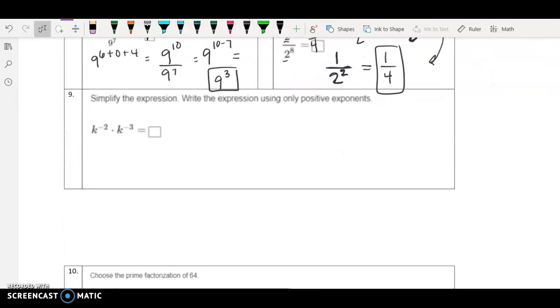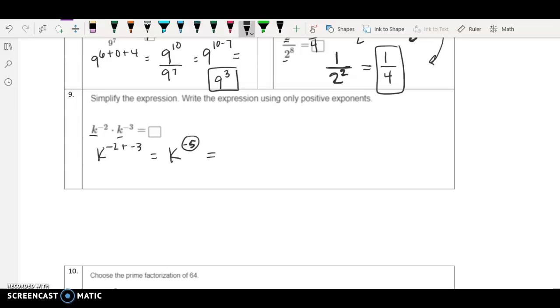Number 9. Simplify the expression. Write the expression using only positive exponents. So we're going to add our exponents because we have the same base. So -2 plus -3. So we get k to the -5th power.